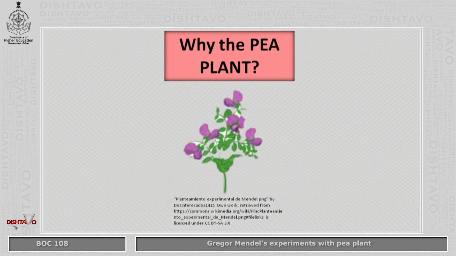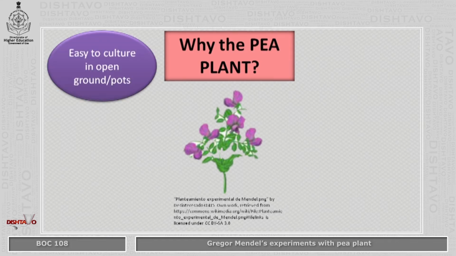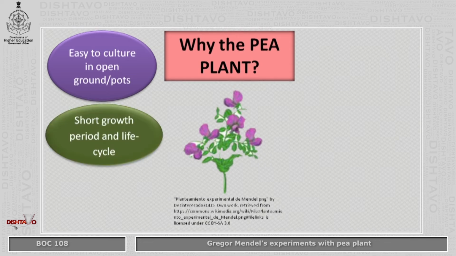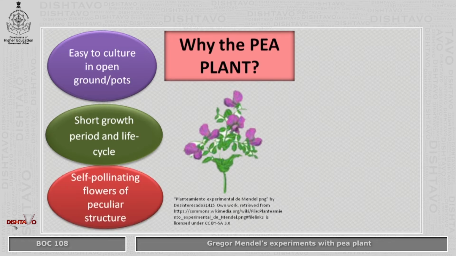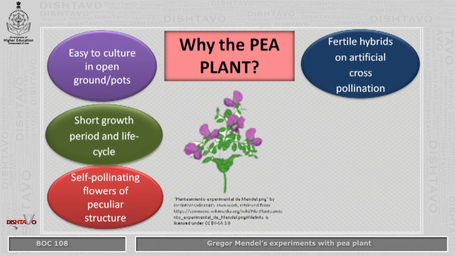Now let us see some reasons behind why pea plants were selected by Mendel. The first reason is pea plants are easy to culture in open grounds and also in pots. Next, pea plants showed a short growth period and life cycle. Pea plants showed a peculiar structure of flowers in which there was self-pollination. However, artificial cross-pollination was carried out in order to bring about fertile hybrids.